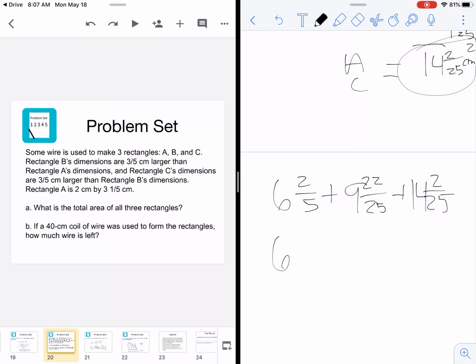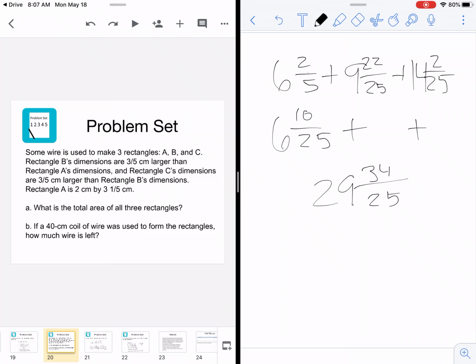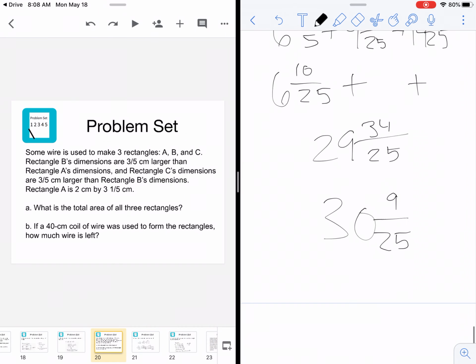2/5 is 6 and 10/25. So now we can add everything together and we get 29 plus these two, and you get 29 and 34/25. 34/25 is the same as 1 and 9/25, so then we get 30 and 9/25 centimeters squared. That's the total area.